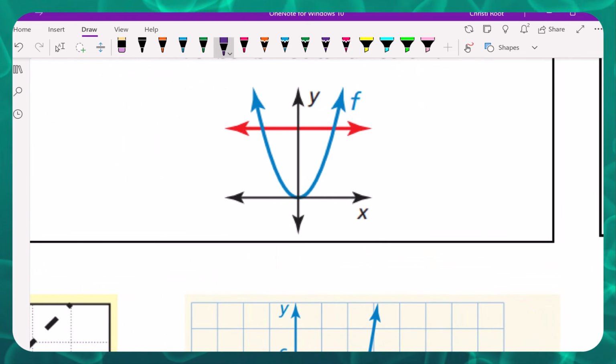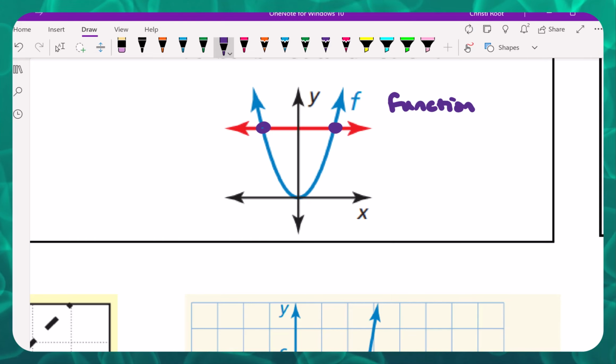This one, on the other hand, does pass the vertical line test, but it does not pass the horizontal line test. So this is a function, but it is not one-to-one.